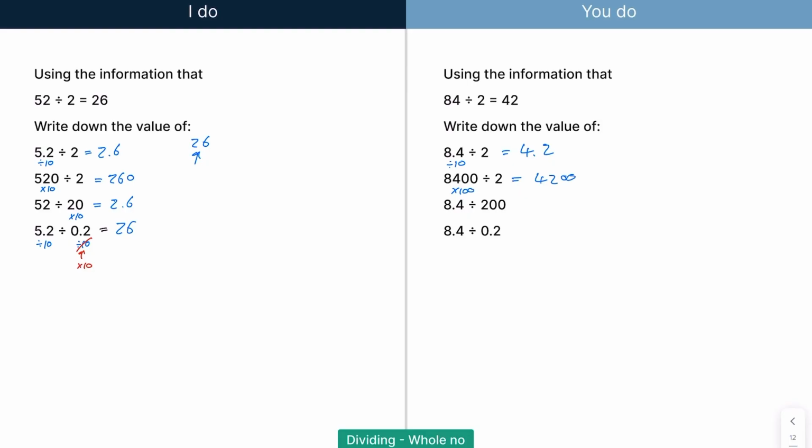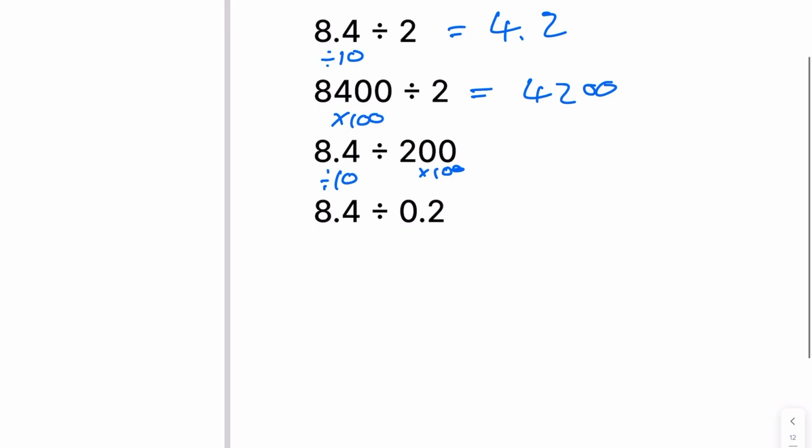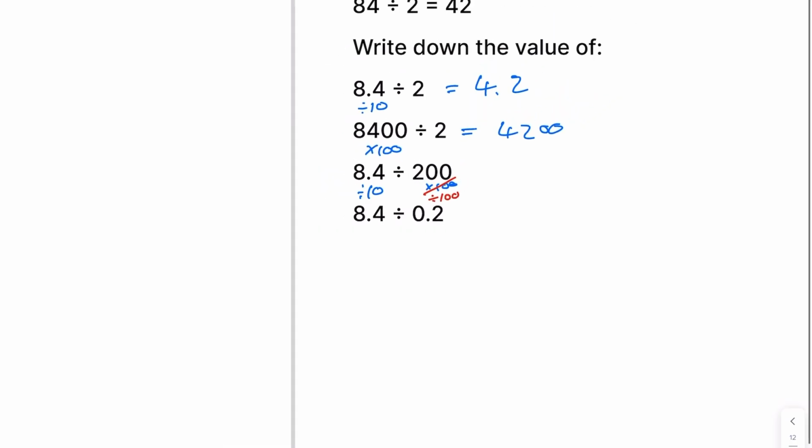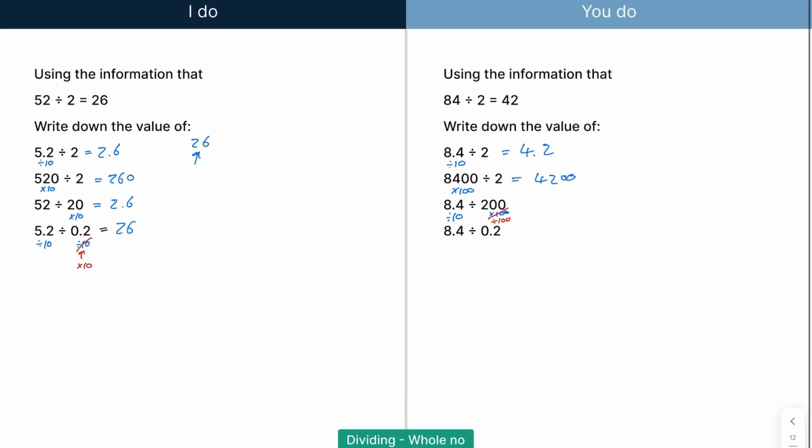Next one, this has been divided by 10, and this has been times by 100. Now remember, with this, we have to do the opposite, yeah? So I'm going to use my different color. We can cross that off and say, actually, we're going to divide by 100. So altogether, we are hopping the decimal 3 times now to the left. The original answer was 42, so we're going to hop 1, 2, 3, so the answer becomes 0.042 here.